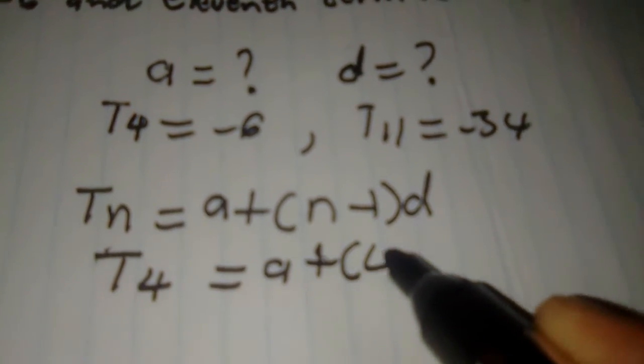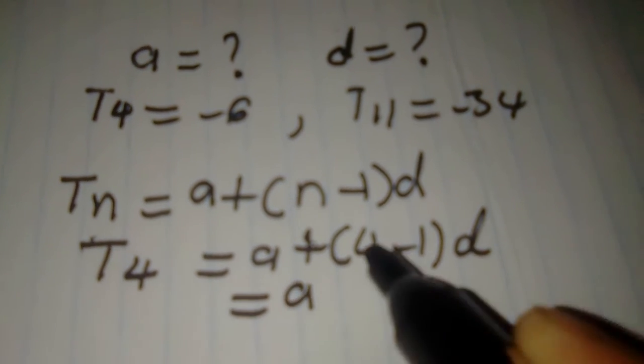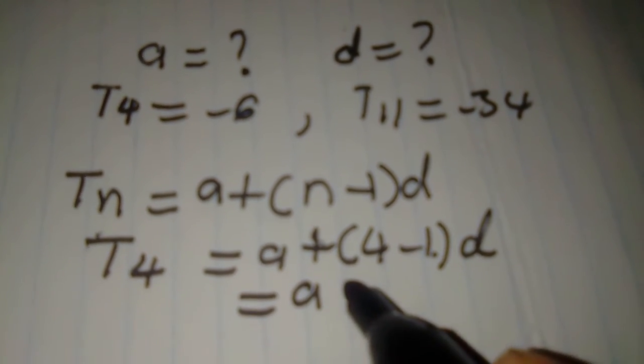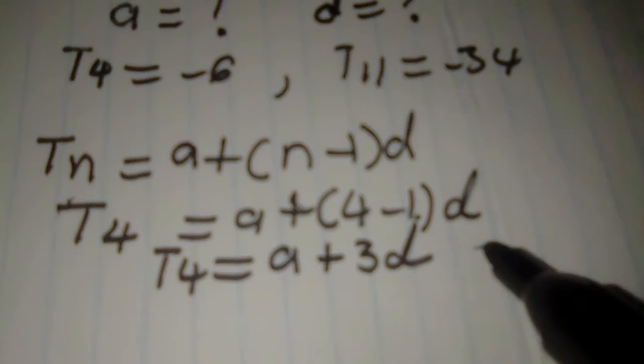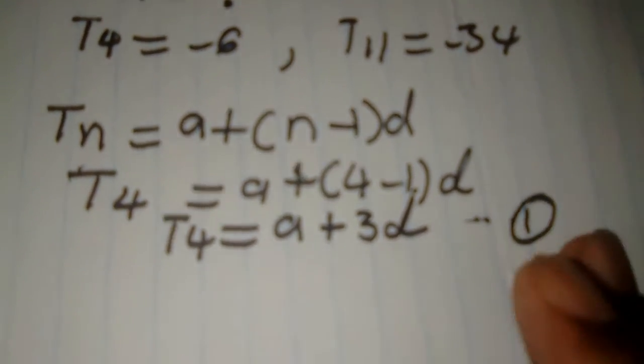So 4 minus 1, right? Let's see, start with the bracket first. 4 minus 1 is 3. So that will be 3d. So now T4 is equal to A plus 3d. You name that equation 1.